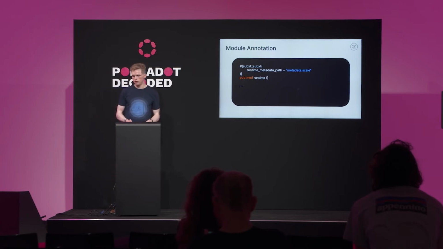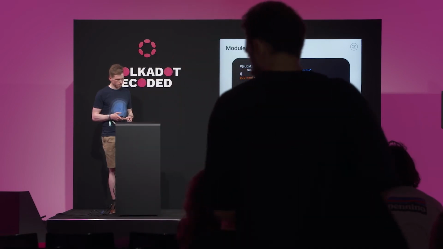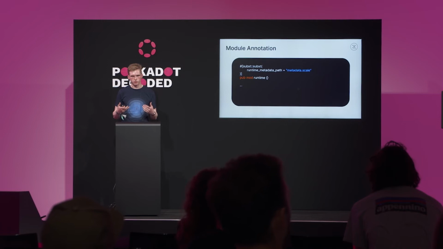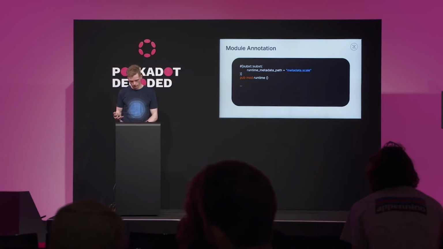So subxt introduces a macro, a derive procedural macro, for building the interface for speaking with the node. What this means is that at compile time, it tells Rust to build data structures, functions, helpers and niceties on how to speak with the substrate nodes that the metadata is downloaded for.